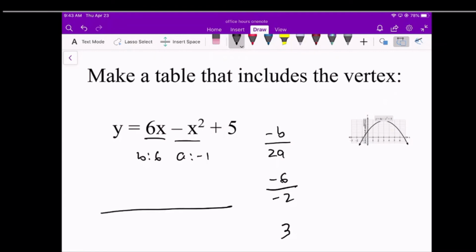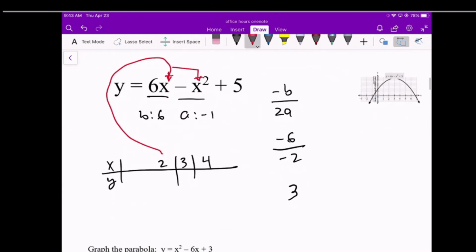And now I can make a little table here. I want 3 in the center because that's my vertex. And it's the usual deal. Take the 2, plug it in for each x in the equation. I like to think of the number I'm plugging in as being in parentheses. So it's going to be 6 times 2 minus 2 squared plus 5.